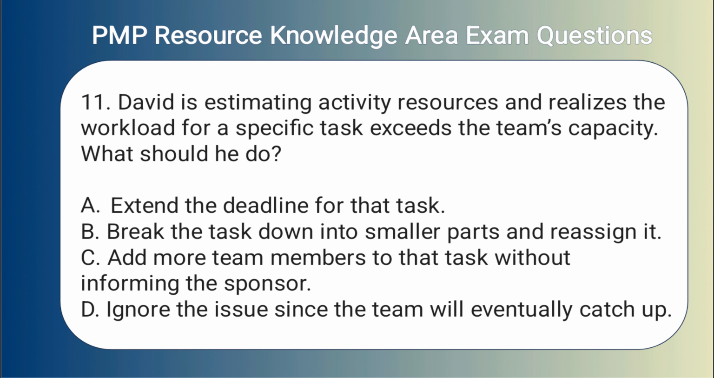11. David is estimating activity resources and realizes the workload for a specific task exceeds the team's capacity. What should he do? A. Extend the deadline for that task. B. Break the task down into smaller parts and reassign it. C. Add more team members to that task without informing the sponsor. D. Ignore the issue since the team will eventually catch up.